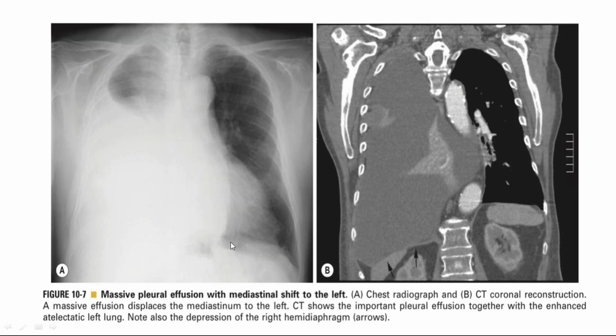This is another case of massive pleural effusion with a mediastinal shift to the left. This is the chest radiograph showing the massive pleural effusion with a mediastinal shift towards the left, and the corresponding CT reconstructed image showing a massive pleural effusion with a collapsed lung towards the hilum. This is the collapsed lung, and a mediastinal shift is seen towards the opposite side.